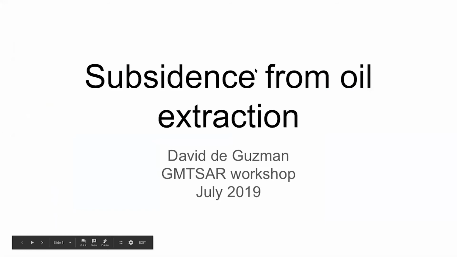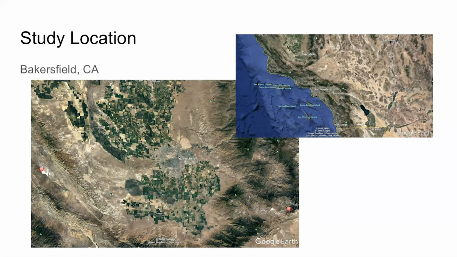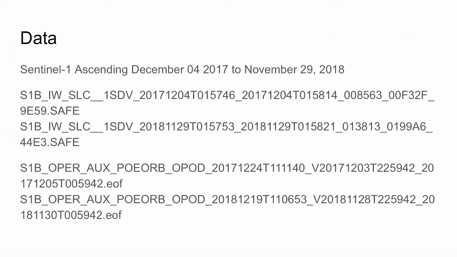Hi, my name's David de Guzman. For my project, I was looking at areas of subsidence from oil extraction. For the study location, I looked at the area around Bakersfield, which has a lot of oil fields. If you're not from the area, Bakersfield is just a little bit north of Los Angeles. For the data, I used Sentinel-1 ascending from December 4th, 2017 to November 29th, 2018.